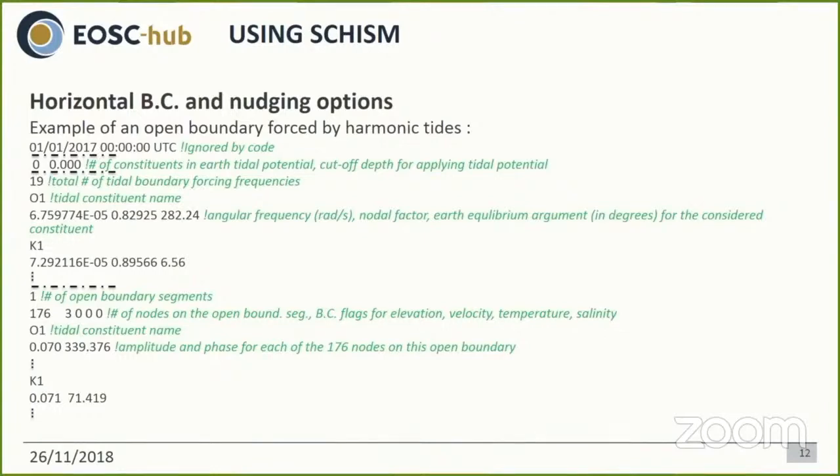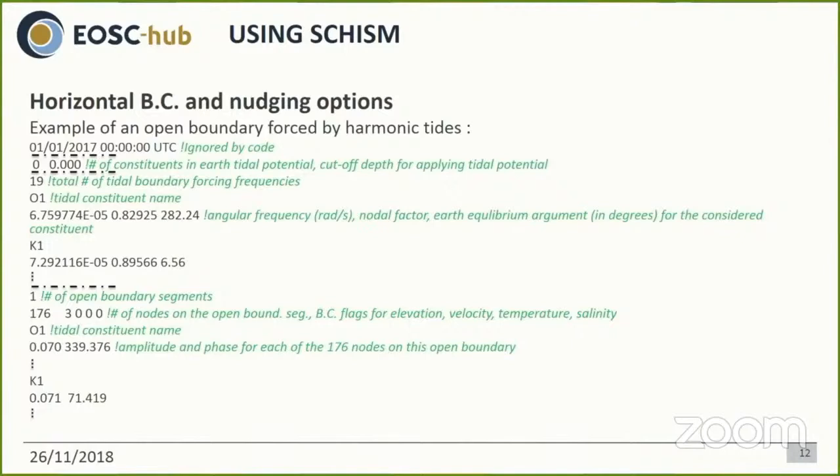And for each constituent, for instance O1, we'll give the angular frequency, the nodal factor, and the Earth equilibrium argument in degrees for each constituent. Then we have the number of open boundary segments, and for each open boundary segment, we have the number of nodes, and then the value 3 stands for harmonic forcing. Then we will have for each constituent the list along the open boundary of the amplitude and phases, once again in degrees.